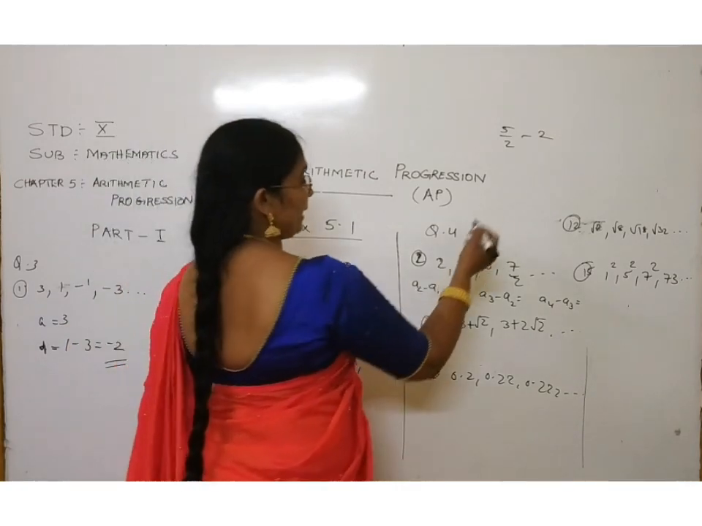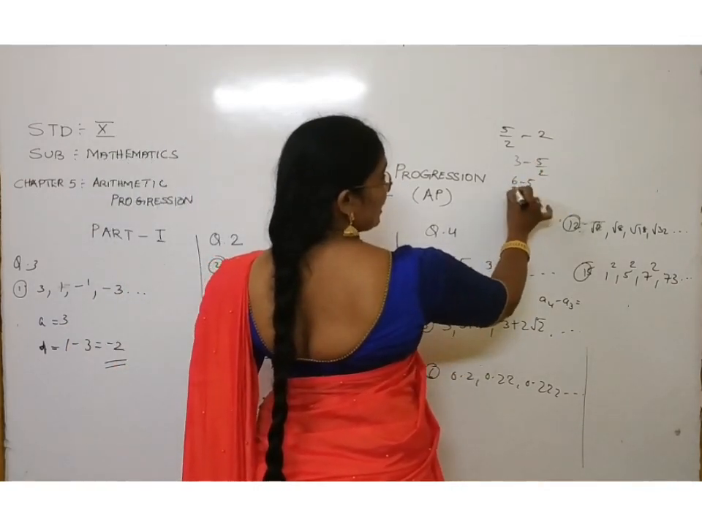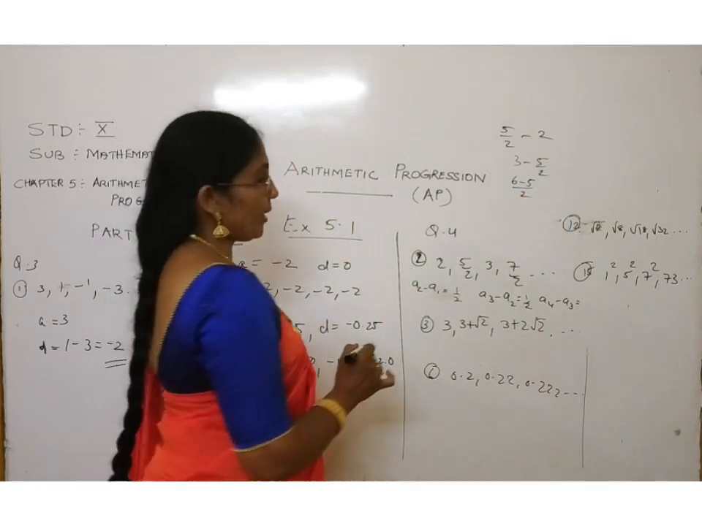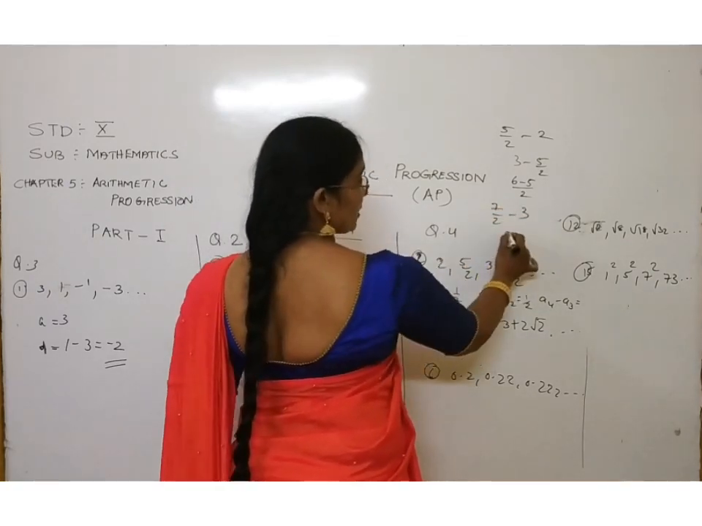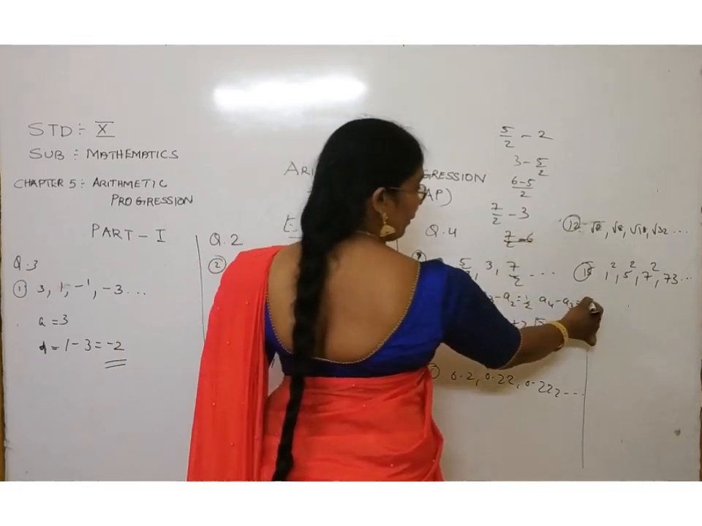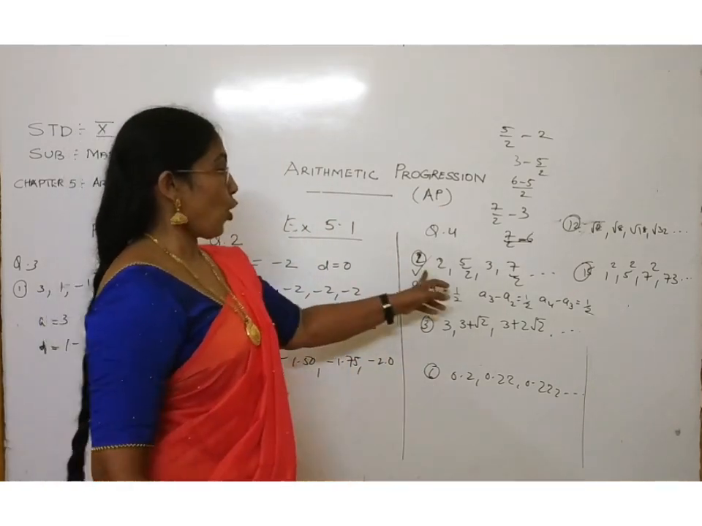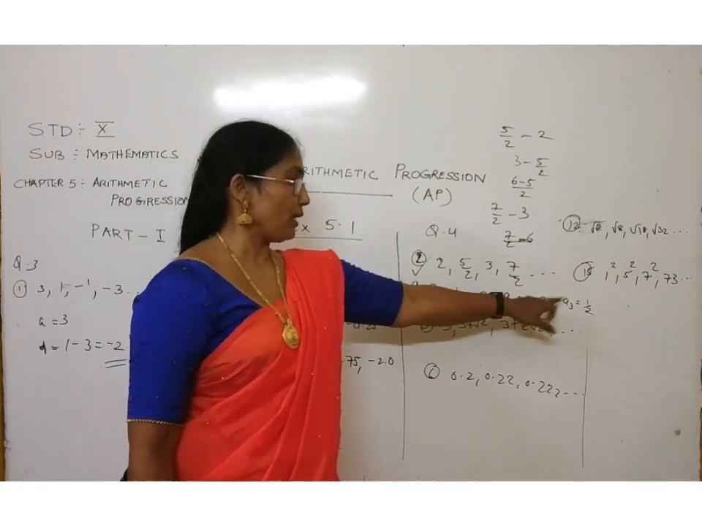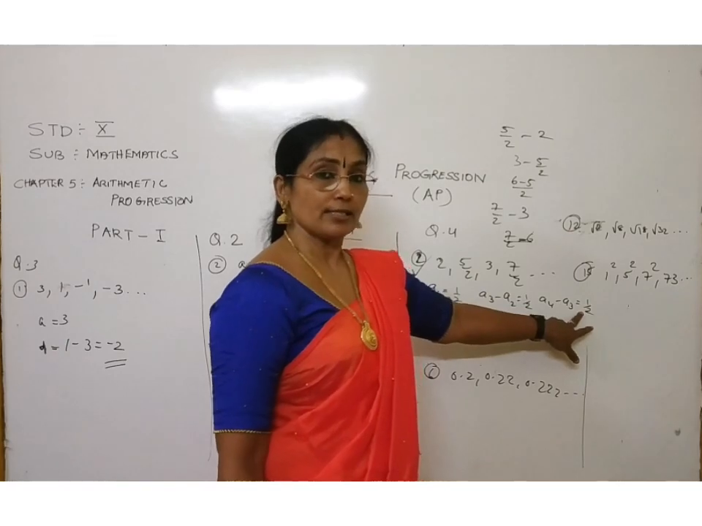Now the second one is 3 minus 5/2. So here we get 3 twos are 6. 6 minus 5 over 2. Again you are going to get 1/2. Is it right? But the next one, 7/2 minus 3. 7/2 minus 6/2. So again you are going to get 1/2. That means it follows an AP. Why? Because the common difference is the same. A2 minus A1, A3 minus A2, and A4 minus A3 are all coming the same.